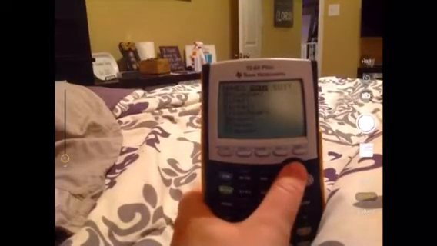So, second matrix, math, B, enter. Alpha zoom, 2 by 3, okay.